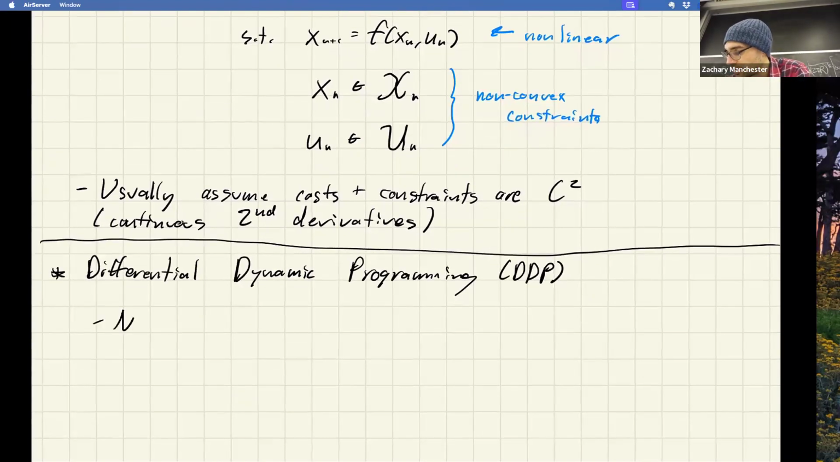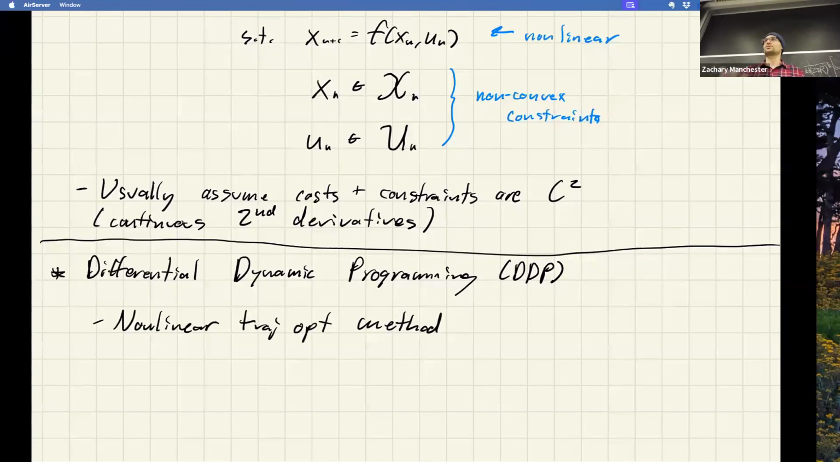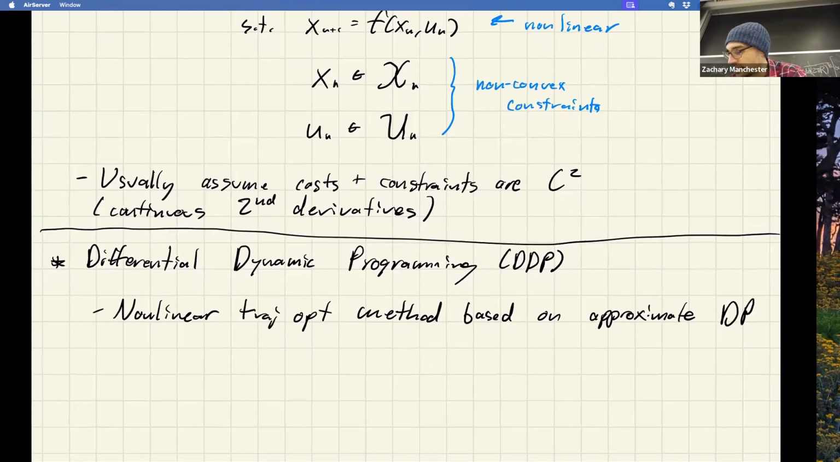So the idea here is this is a nonlinear trajectory method that, as the name might suggest, is based on approximate dynamic programming. It's taking that dynamic programming story that we did, and doing some stuff to approximate the value functions so that it's tractable. Cool. And the key idea here, you can kind of guess what that approximation is going to be by the theme so far: basically what we're going to do is Taylor expand the value function and just iterate that. So we're going to use a second order Taylor expansion.